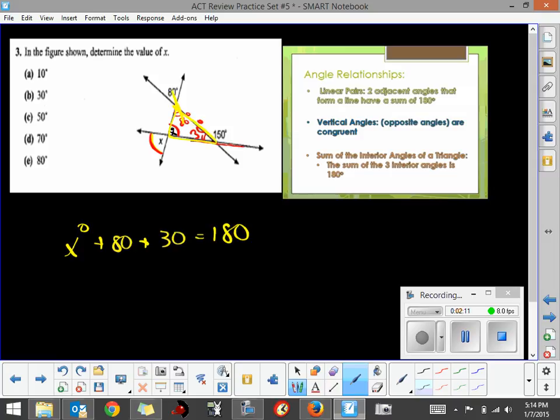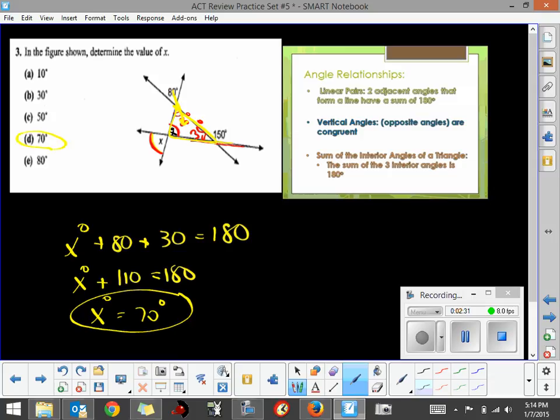So I use a vertical angle pair, a linear pair, and then the sum of the 3 angles has to equal 180. So our x degrees has to equal, well, 110 is 180. So really x is the result of 180 minus 110, which is 70 degrees. So 70 degrees, or letter D, is our correct choice.